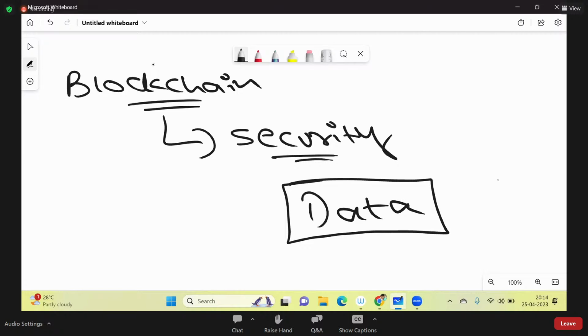The main aspect of this blockchain technology is to provide security to the data. Data can be of any type. It may come from the health sector, the finance sector, the IT sector, whatever sector it may be. At the end of the day, it is data. Now, if you are not in a position to protect the data, then it may go to the wrong hands. And if it goes to wrong hands, what will be the consequences?